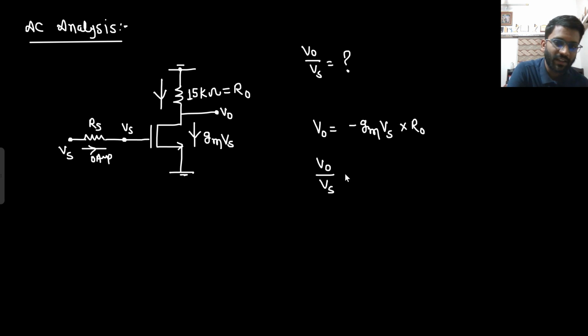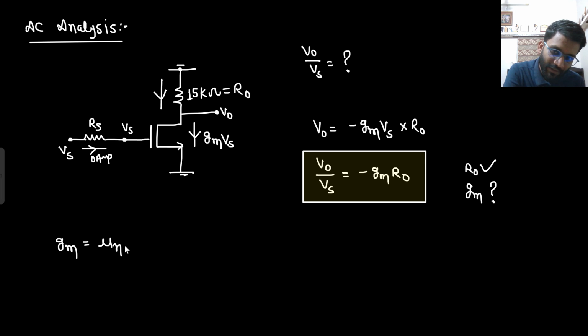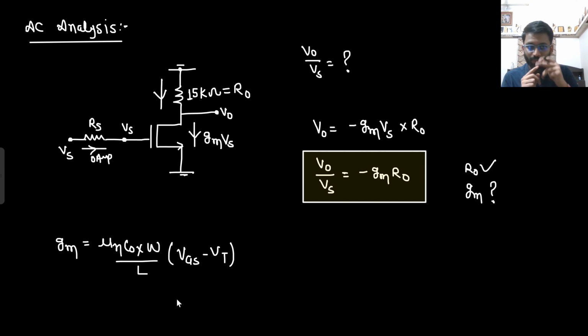So V naught by Vs is minus Gm R naught. This is our answer, but we know the value of R naught. R naught we have, but Gm value we don't have. How will we find it? What is the formula of Gm? Gm is a DC parameter. The formula of Gm is mu n Cox W by L into (capital VGS minus Vt). Here you cannot make the mistake of writing small vgs. It is capital VGS because Gm is a DC parameter.